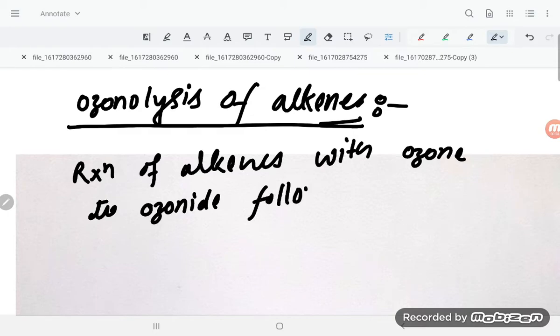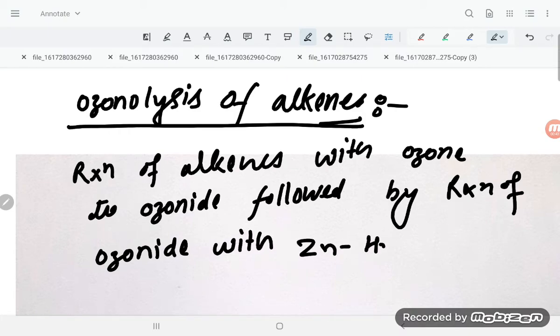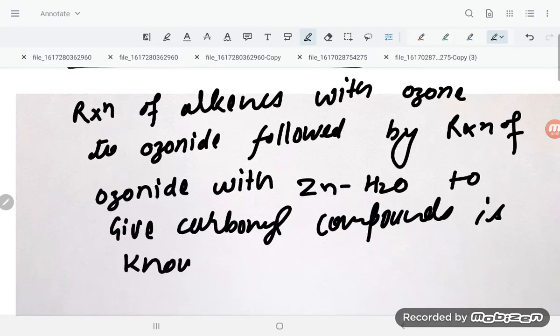This is followed by the reaction of ozonide with zinc metal, with Zn/H2O, to give what, students? To give a carbonyl compound. This is known as ozonolysis.